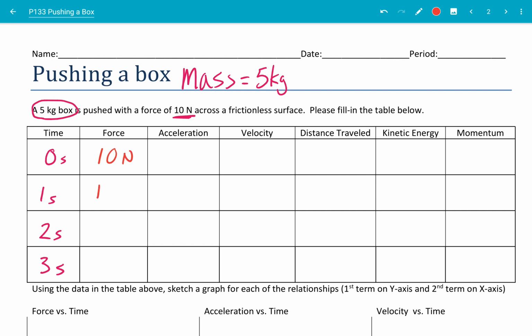All right. So our force is going to be 10 newtons. It's going to be 10 newtons the whole time. So 10's all the way down.